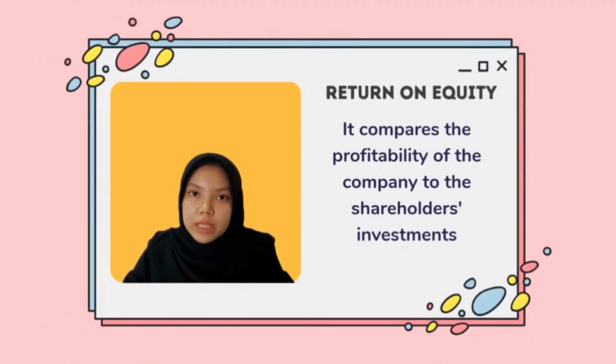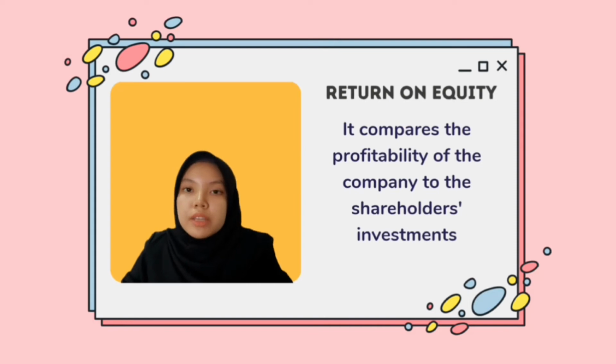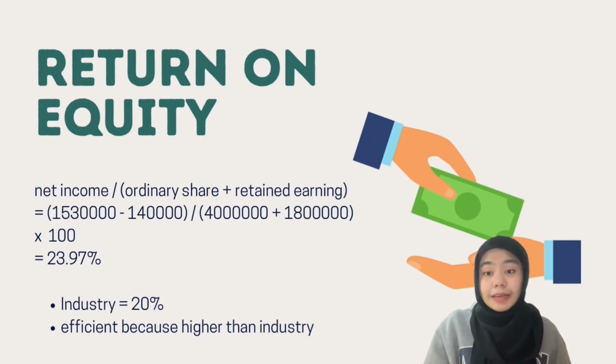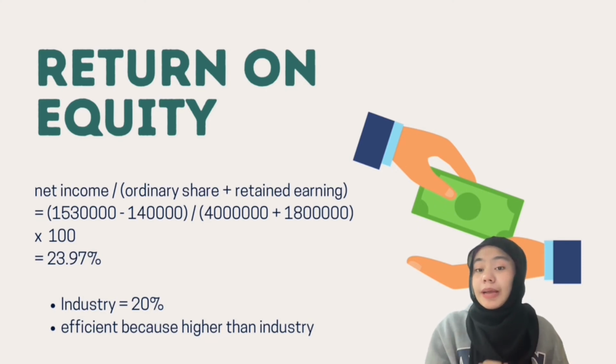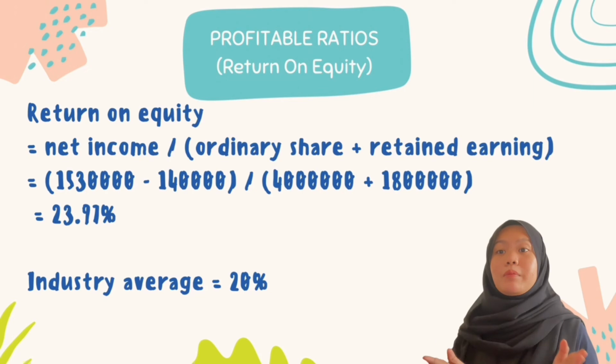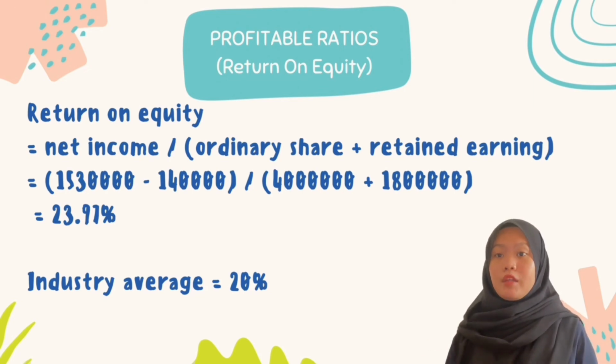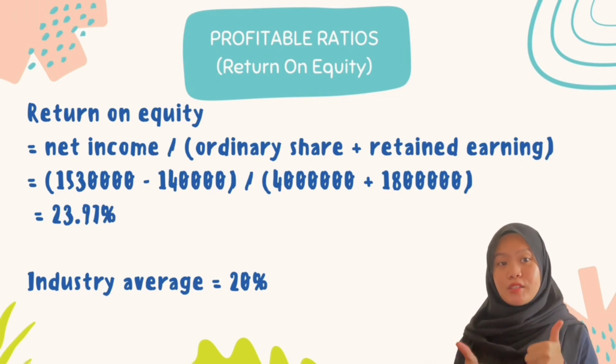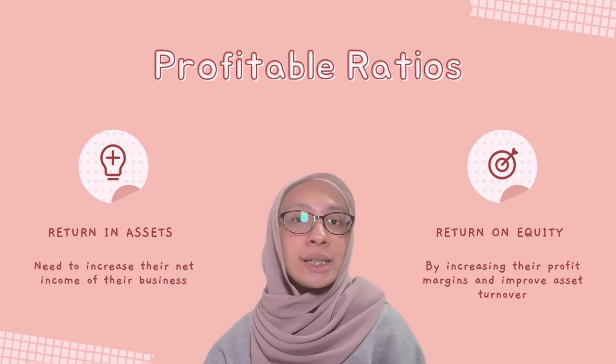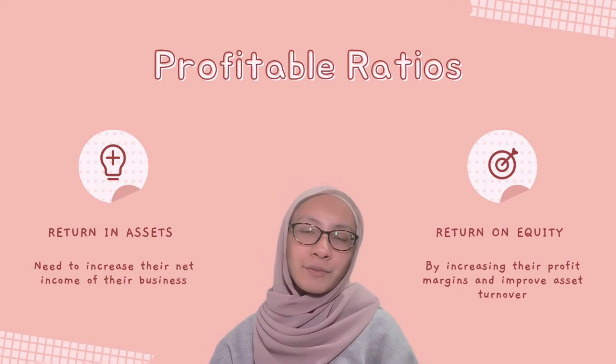Return on equity compares the profitability of the company to the shareholder investment. It is net income divided by ordinary share plus retained earnings. So, the answer is 23.97%. Hikmah Bati Berhad return on equity is 23.97%. Meanwhile, industry average is 20%. This shows that Hikmah Bati current ratio is higher than industry, which is good and preferable. Return on equity needs to be increased through their profit margins.